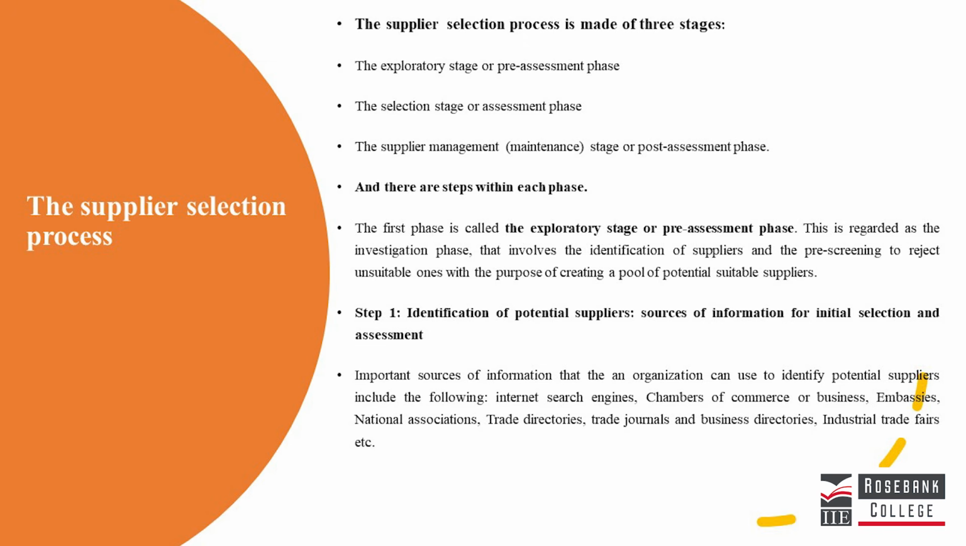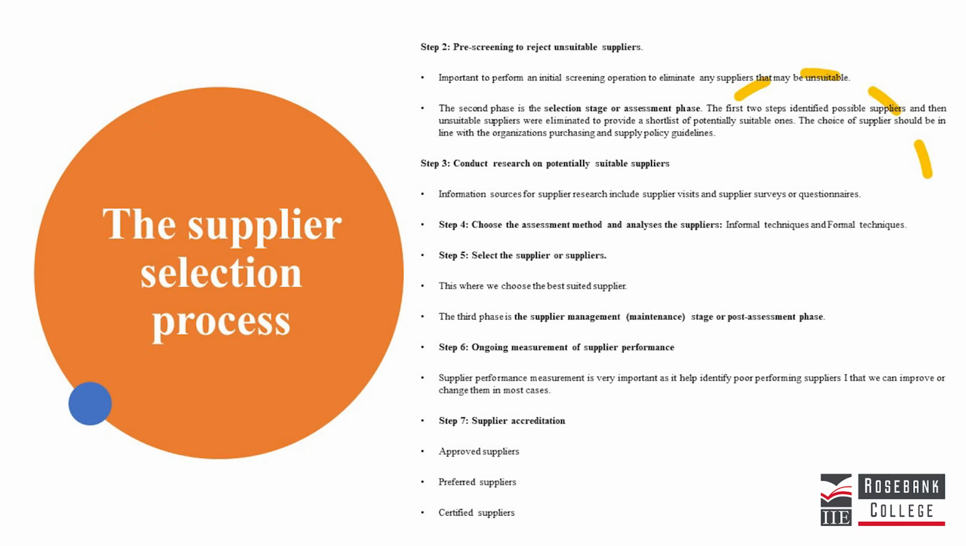Step 2 of the exploratory phase is pre-screening to reject unsuitable suppliers. It is important to perform an initial screening operation to eliminate any suppliers that may be unsuitable. The second phase is the selection stage or the assessment phase.